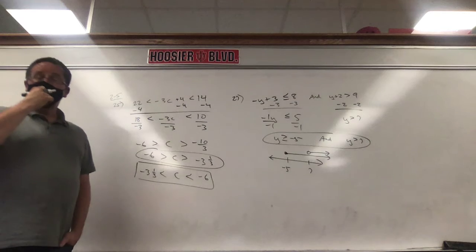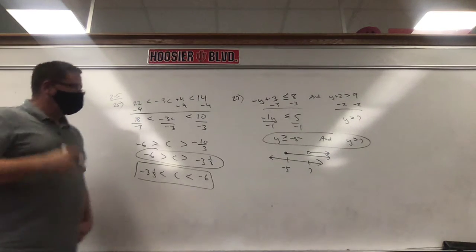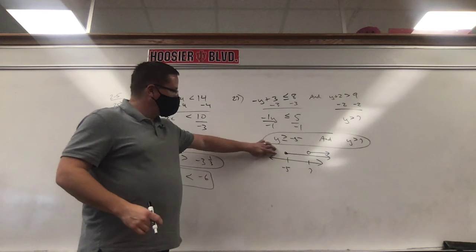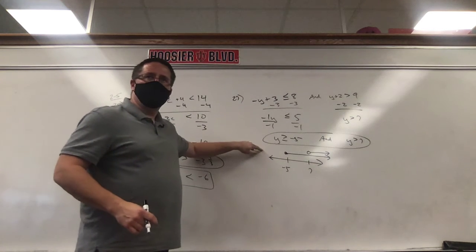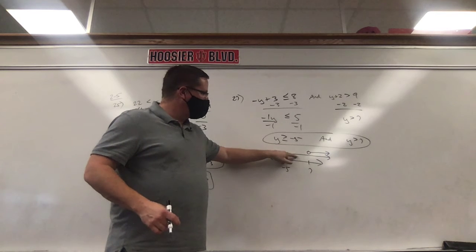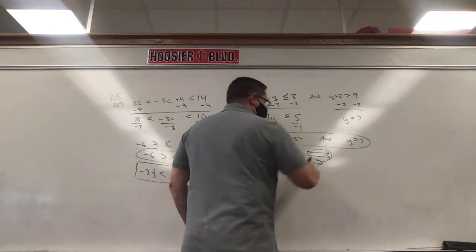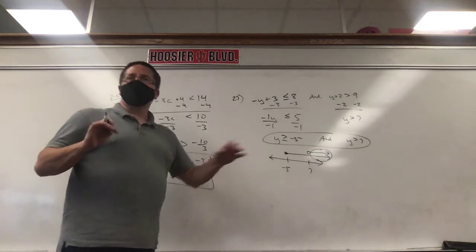So, you want to find out for an and statement where you see one graph and the other graph. Do you see both graphs right here? No. You don't see either one there. Do you see both of them here? Nope. Do you see both graphs here? Yep. That's the answer.